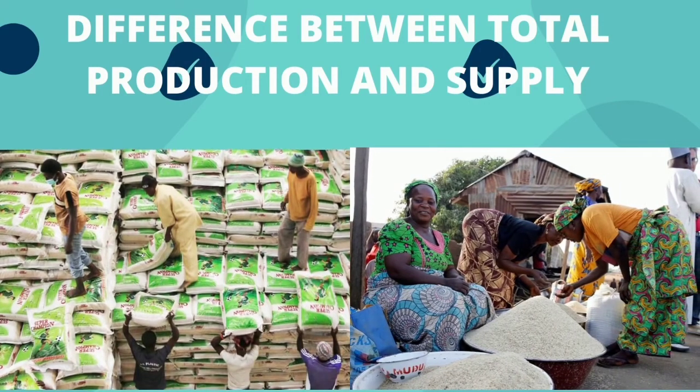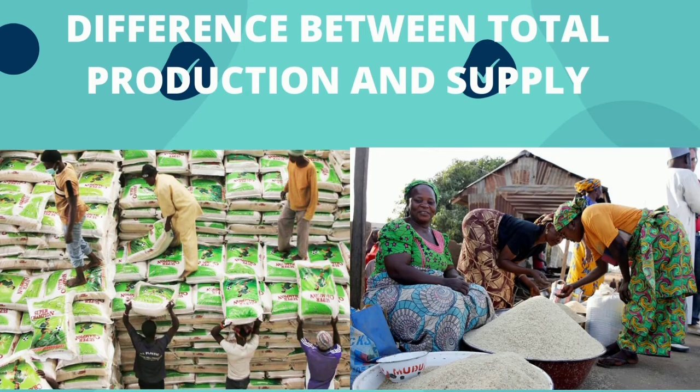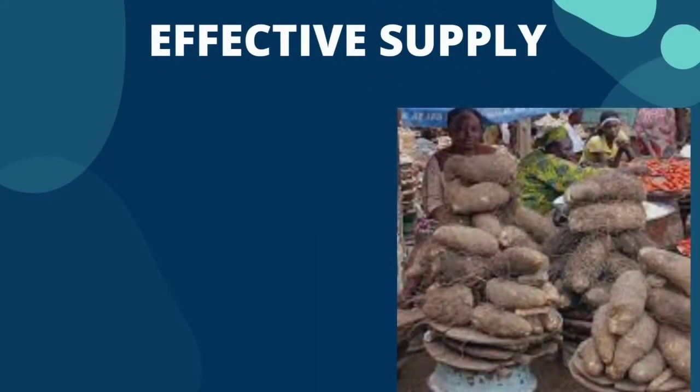Difference between total production output and supply. Supply is not the same thing as the total production output. Production output is the total quantity of goods produced in a given period. Supply simply refers only to the part of the total production actually offered for sale at the ruling market price and at a particular time. That is the quantity the producer brought to the market for sale at a given period of time.